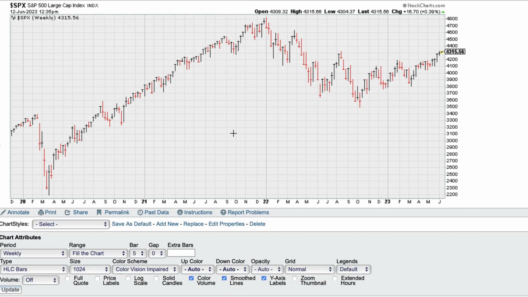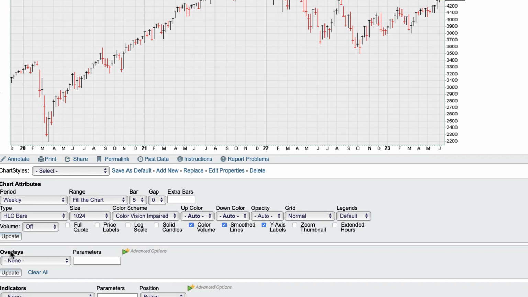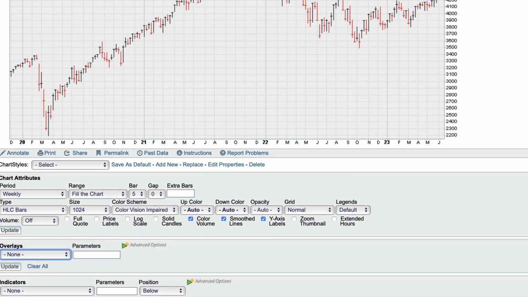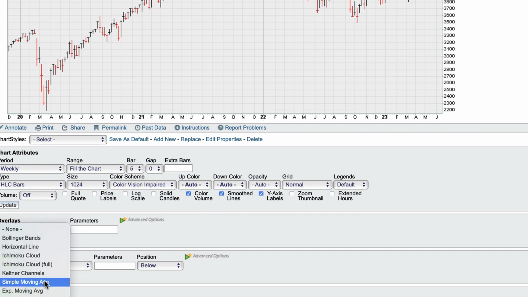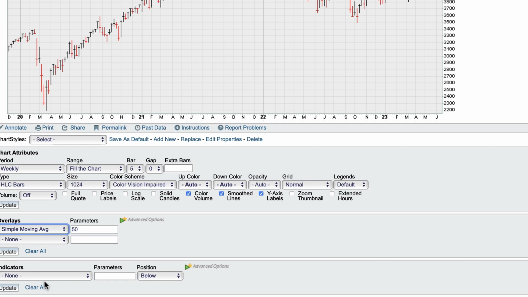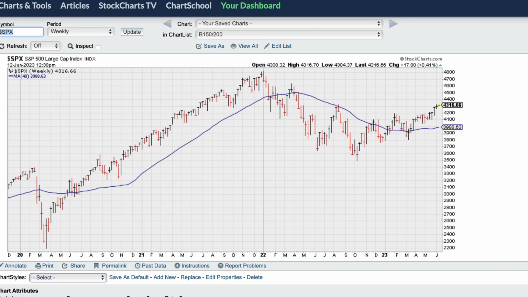So let's come down here, and we're going to come to this section where it says overlays, and I'm going to go down to simple moving average. It's just gone off the screen, but that's what I'm selecting. Hang on a minute, let me just move this up a second so you can see. So simple moving average, that one. Click on that one. And then next to it, there's a number. I'm going to change that number to 40, as in 40 weeks. I'm asking it for the average of the last 40 weeks. And that will look like that.